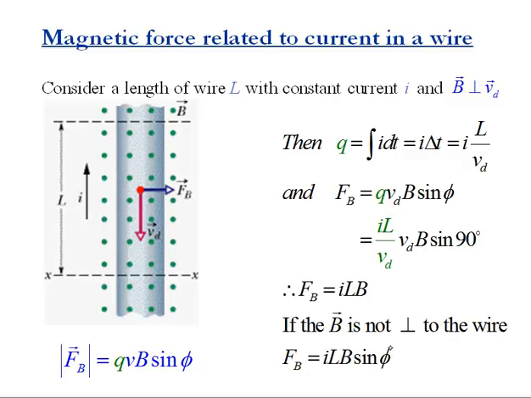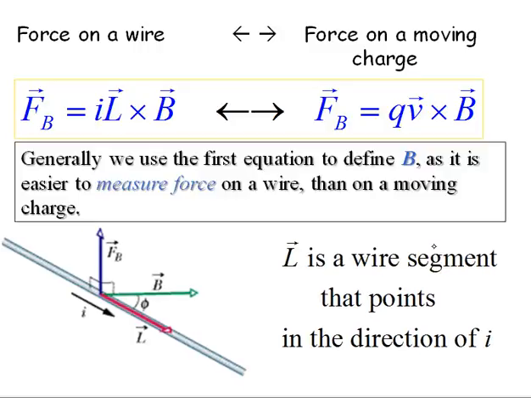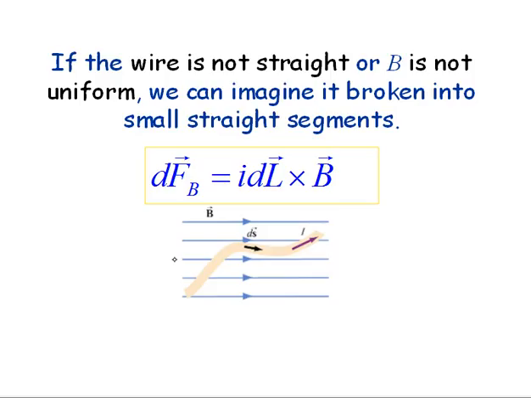They don't have to be perpendicular. What has to be perpendicular is the magnetic force. So our force on the wire, as opposed to our force on a moving charge, where again our vector L is a wire segment that points in the direction of the current I. Generally, we prefer to use this first equation to define the magnetic field, as it's much easier to measure the force on the wire than it is to measure the force on the moving charge if we're trying to find the magnetic field due to current flowing through the wire.